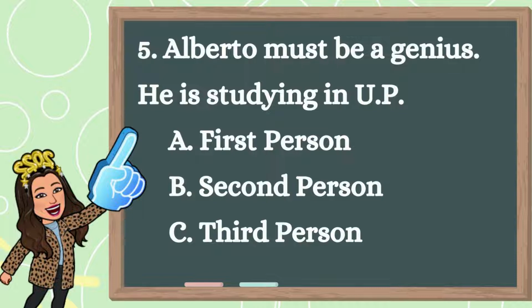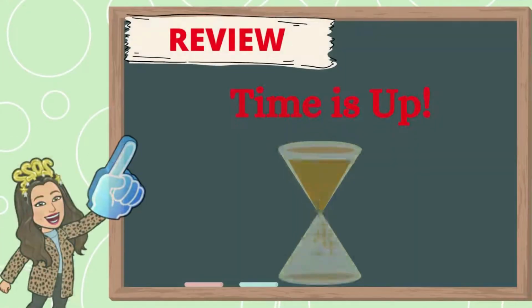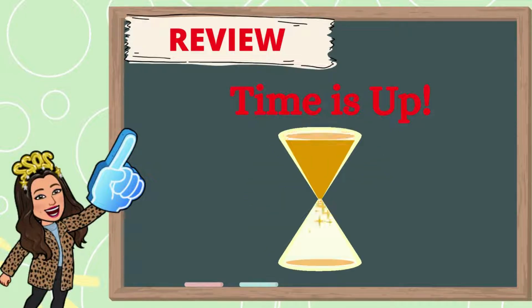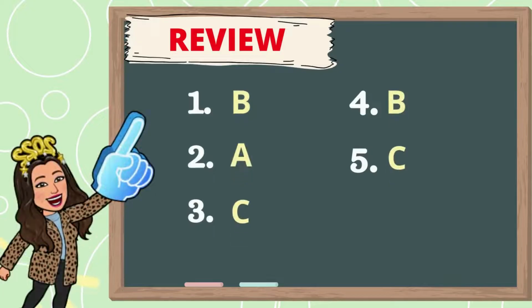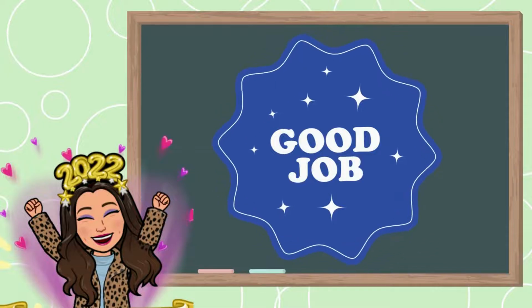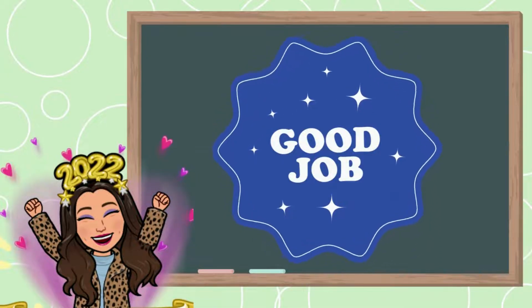Number 5. Alberto must be a genius. He is studying in UP. A. First person. B. Second person. C. Third person. 5, 4, 3, 2, 1. Time is up. Now, let us check your answers. Again, remember to be honest in checking your activity. Good job! Now, we are ready to move on to the next part of our lesson.